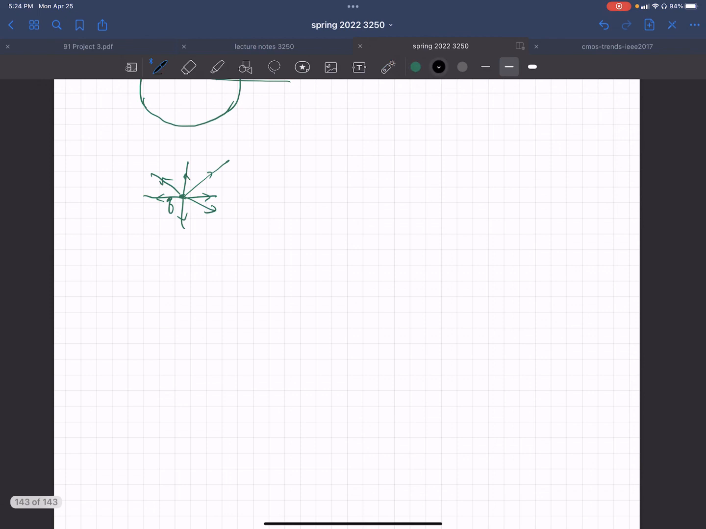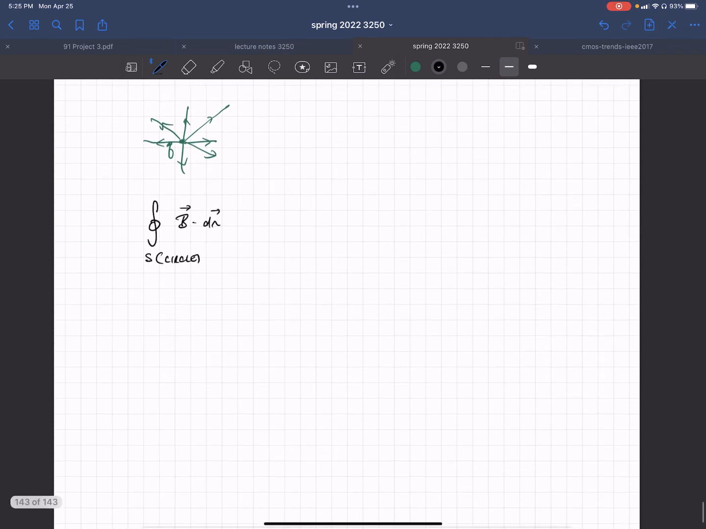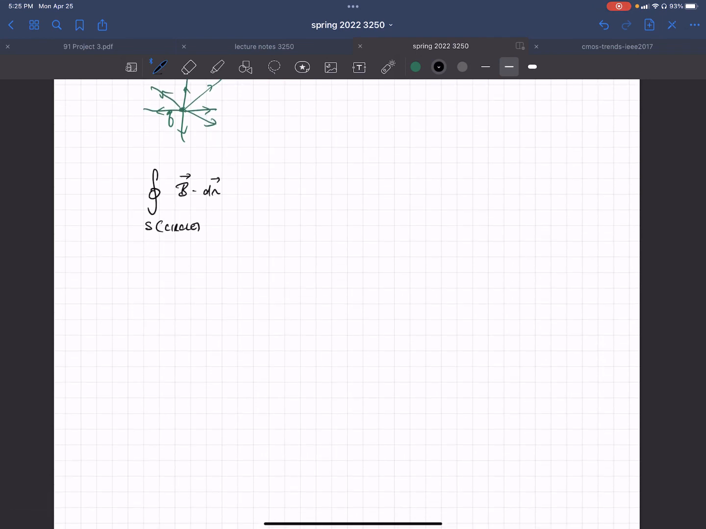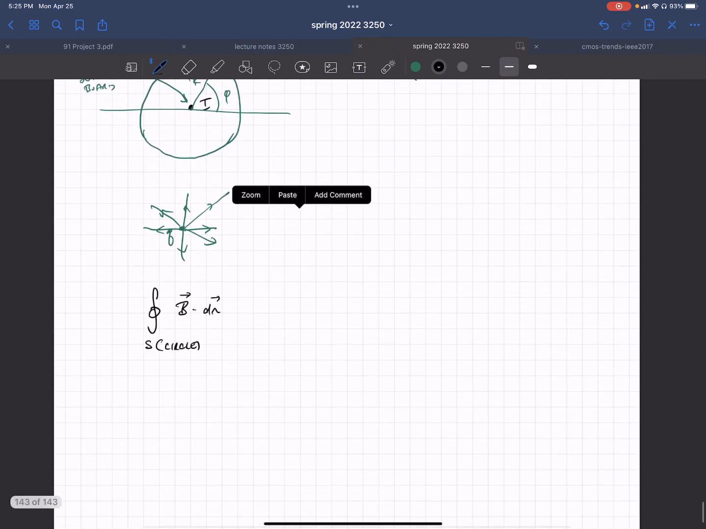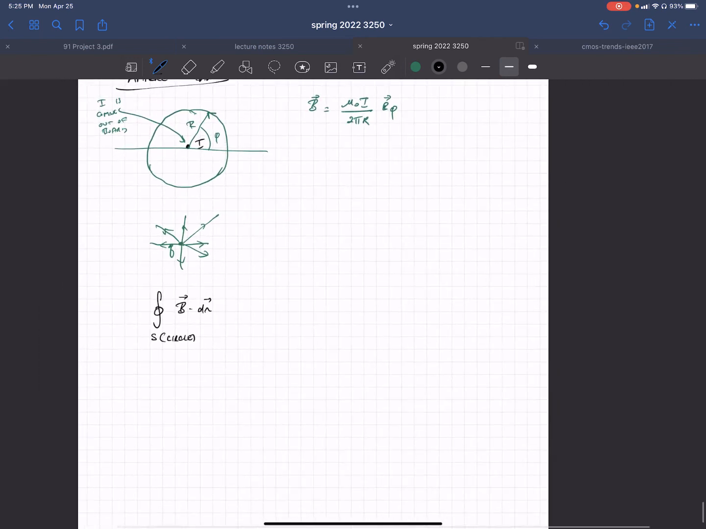So if you think about a surface integral here going around the circle, around the wire, of B dot dr. Okay, so let's see if we blow this up over here. It's a little easier to look at.